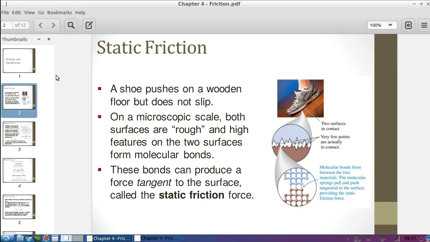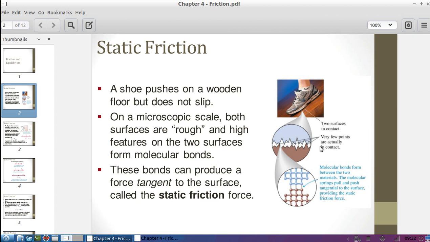Alright, so we're finishing up chapter 4. We're going to talk about friction. We've got two types of friction that we're going to deal with in this course: static friction and kinetic friction. So we're going to talk about static friction first. Static friction is basically what prevents objects from moving from rest and beginning to slide across a floor.